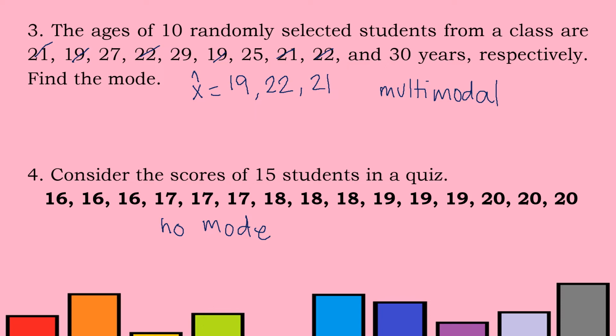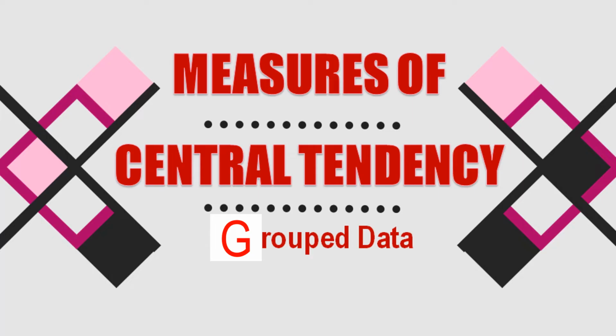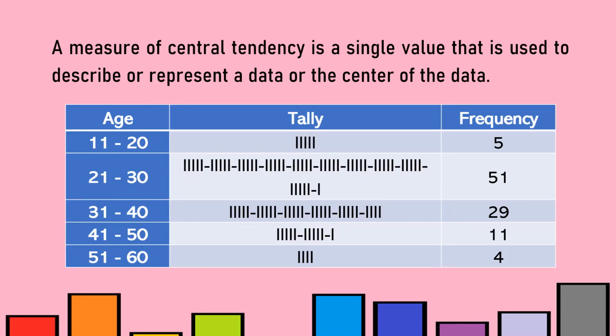So that is the ungrouped data for the central tendency, the mean, the median, and the mode. Now we will proceed to the grouped data. Same central tendency: the mean, median, and mode. A measure of central tendency is a single value that is used to describe or represent the center of the data. So this table is an example of grouped data.